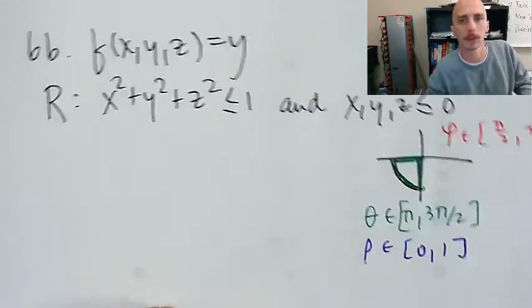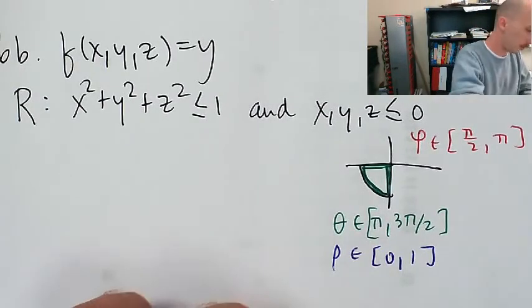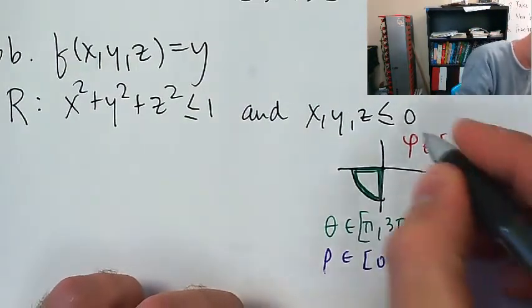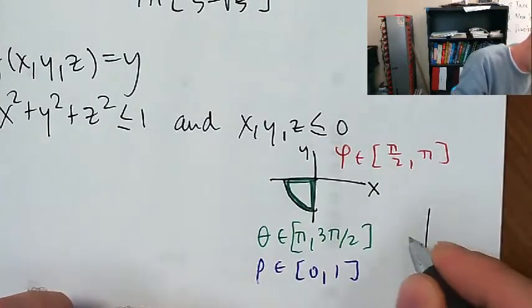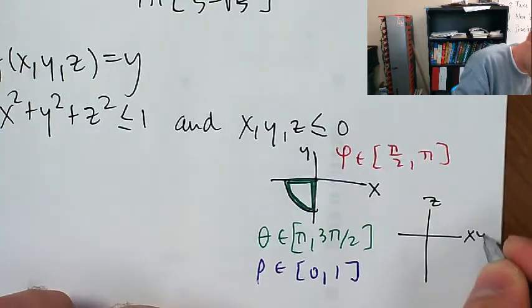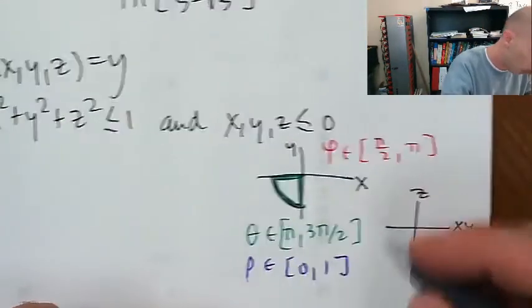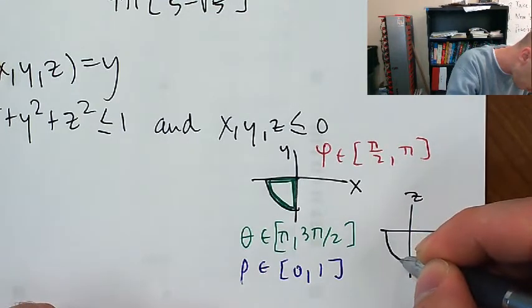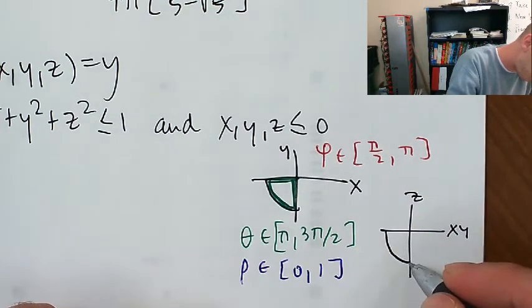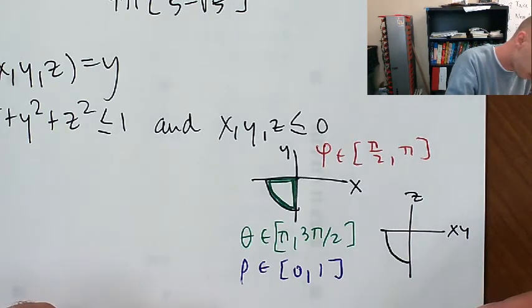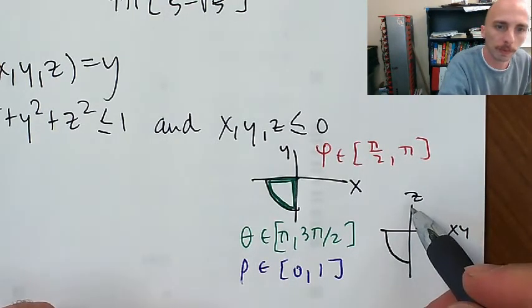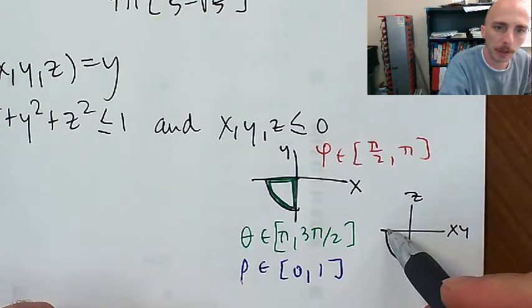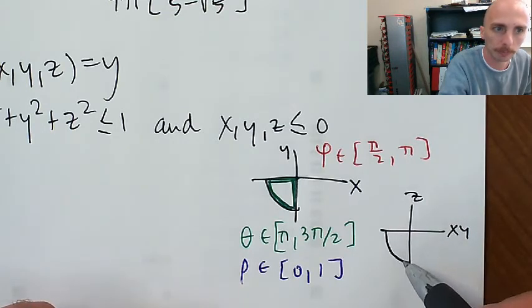And I feel like my diagrams here might not have been very good. Maybe I'll try to draw it for you. So this is y versus x here. Then I'm going to draw z versus the xy plane, and we're going to look at the bottom half of this sphere. Here is phi equals 0, phi equals pi over 2, phi equals pi.